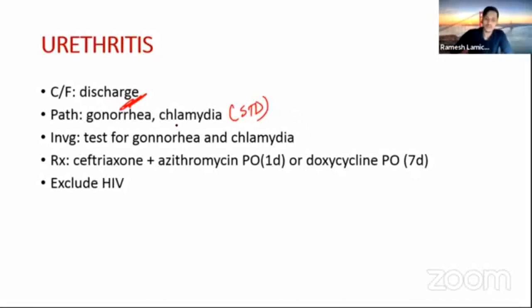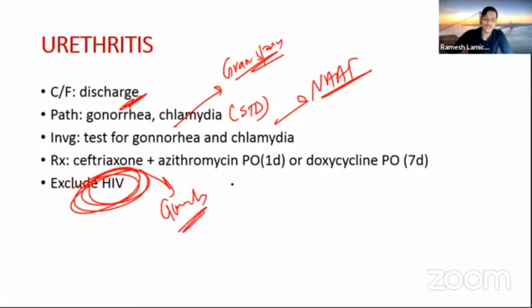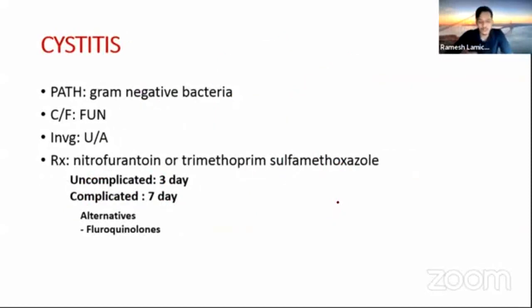For gonorrhea you can do gram staining, and for chlamydia you have to do a nucleic acid amplification test. These two tests are given, and you have to exclude HIV. The treatment for gonorrhea is ceftriaxone. For chlamydia, we can give azithromycin or doxycycline. Azithromycin is a single dose, and doxycycline is a 7 day course. So this is urethritis, the less severe one.